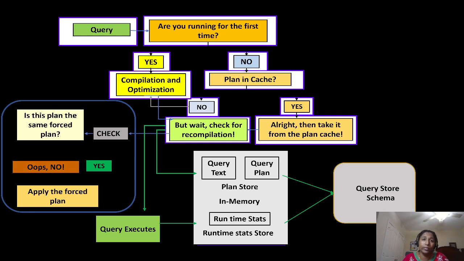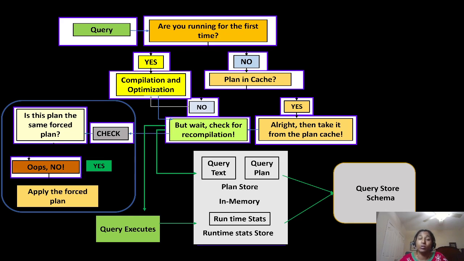But before going further, it will go ahead and check for the recompilation of the query. So, for example, it will check if the plan that is already in the cache is the same as a force plan. Let's say we executed a query which we already forced, and we are using a force plan. It will check whether the plan that has been taken from the plan cache is similar to the force plan.